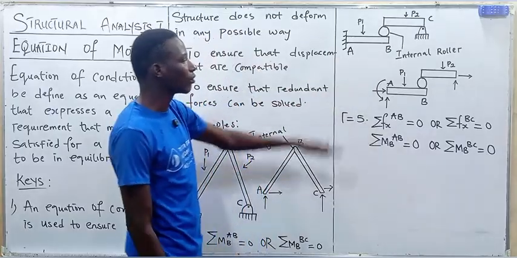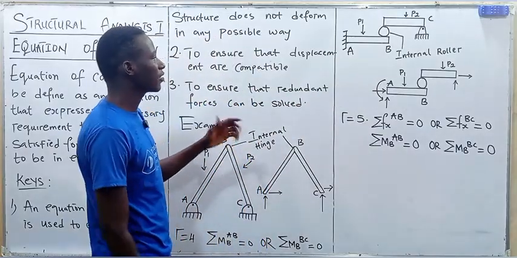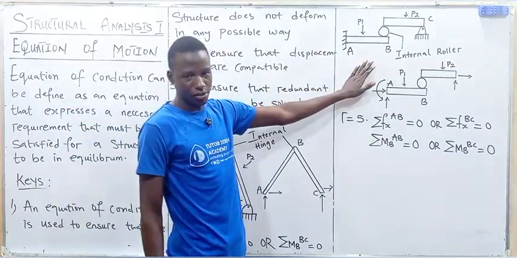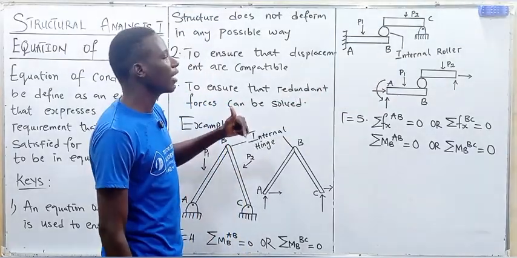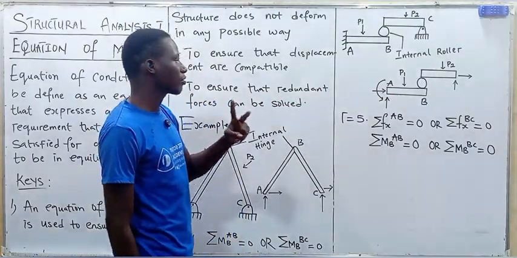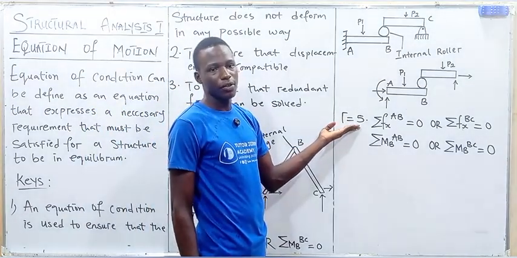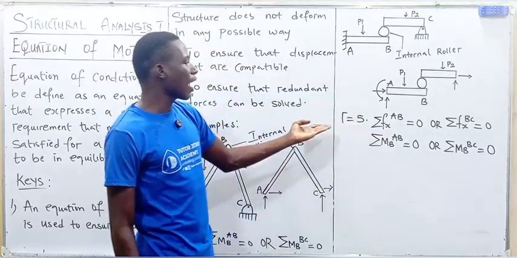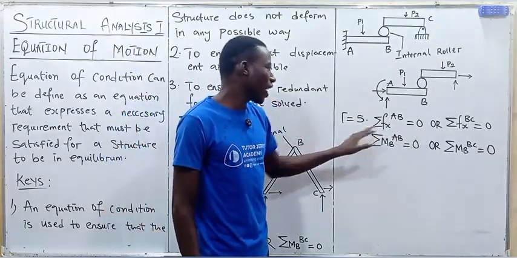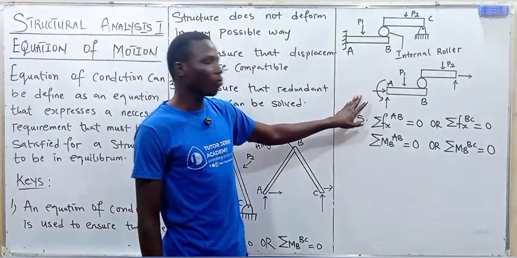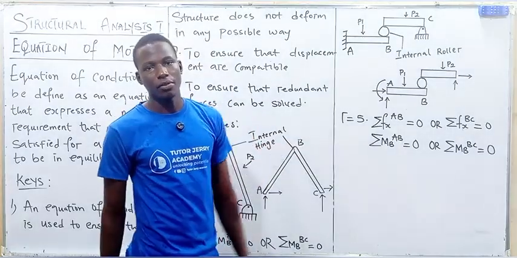Now when you have a structure with an internal hinge, it is internally unstable, that is one, and you automatically have 2 equations of condition. Here we have R to be equal to 5. For us not to have anything to do with equation of condition, R must be equal to 3. So when R is equal to 4, we apply one equation of condition.